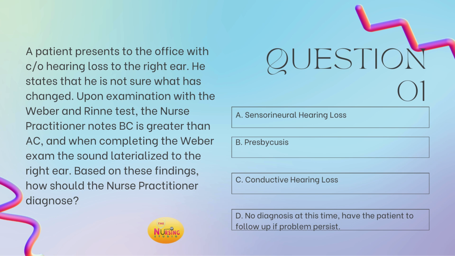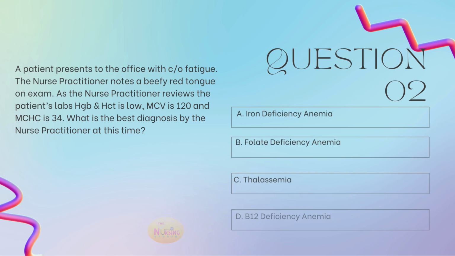So here, the best answer is C, conductive hearing loss. Bone conduction was greater than air conduction, and it lateralized to the affected ear here. Okay. If you struggle with this, go check out my Weber and Rhine videos to walk you through. Okay. All right, question number 2.